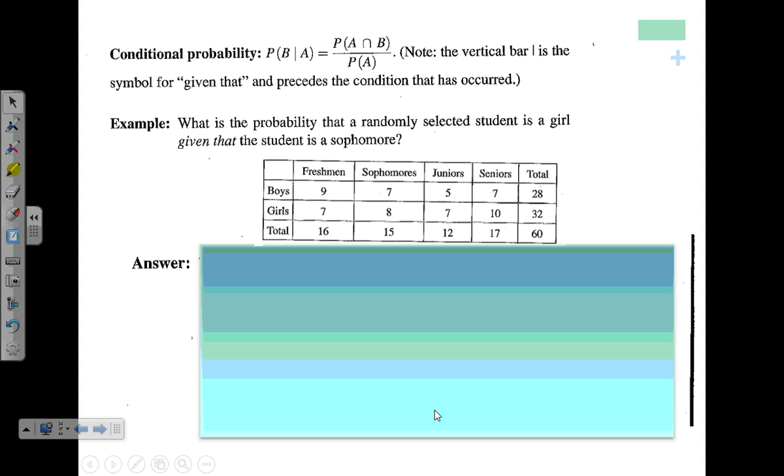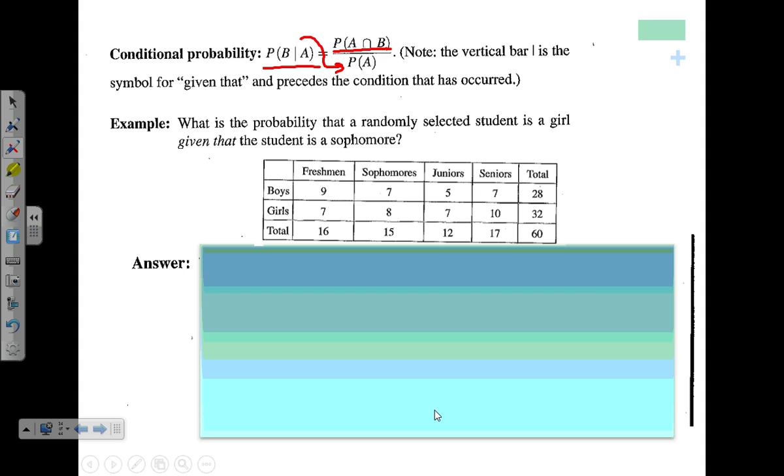First of all, conditional probability is denoted like this, and it means the probability of B given that A has already occurred. The formula for that is you're going to find their intersection, the probability of A and B, and divide it by the probability of A. You always divide it by the condition, the probability of the condition. Notice that. So you would use this whenever you see words like given that or knowing that something has occurred, the probability of another thing occurring.